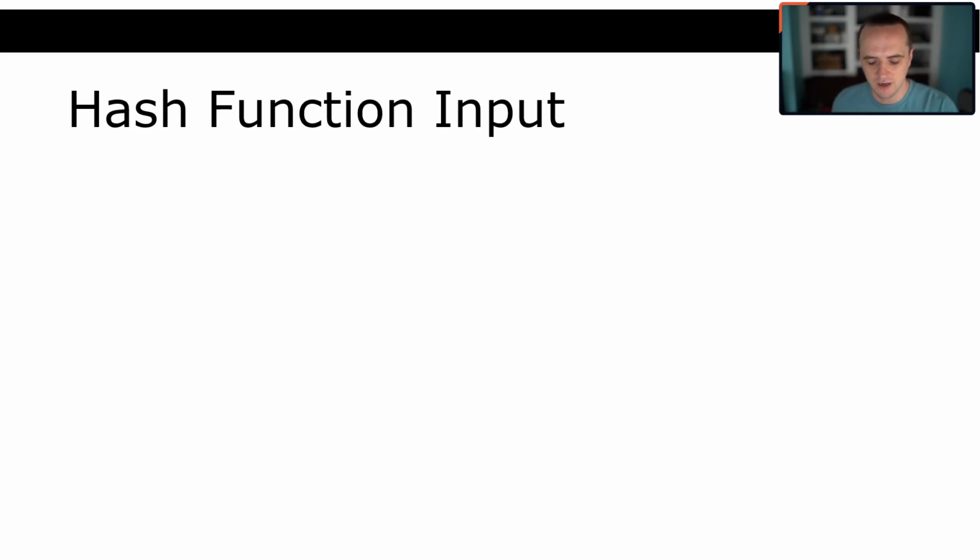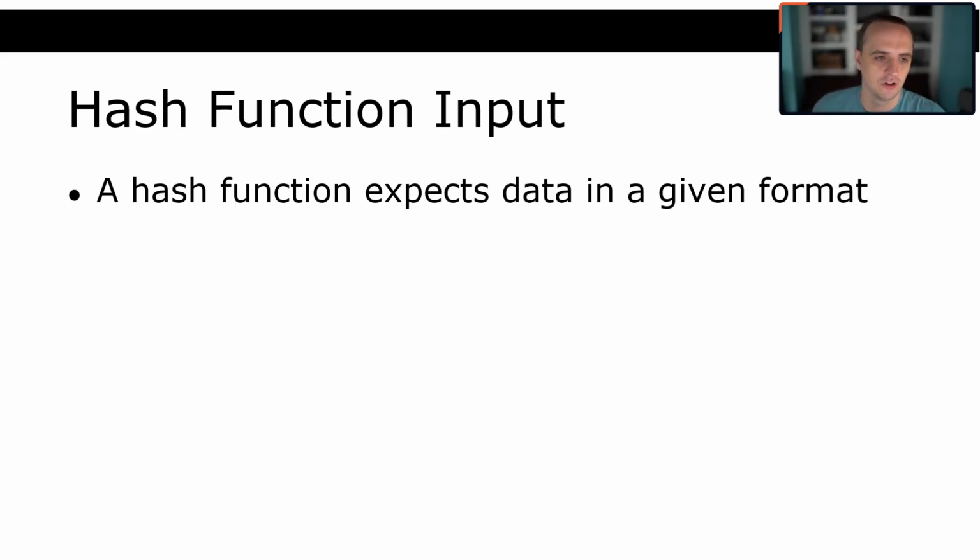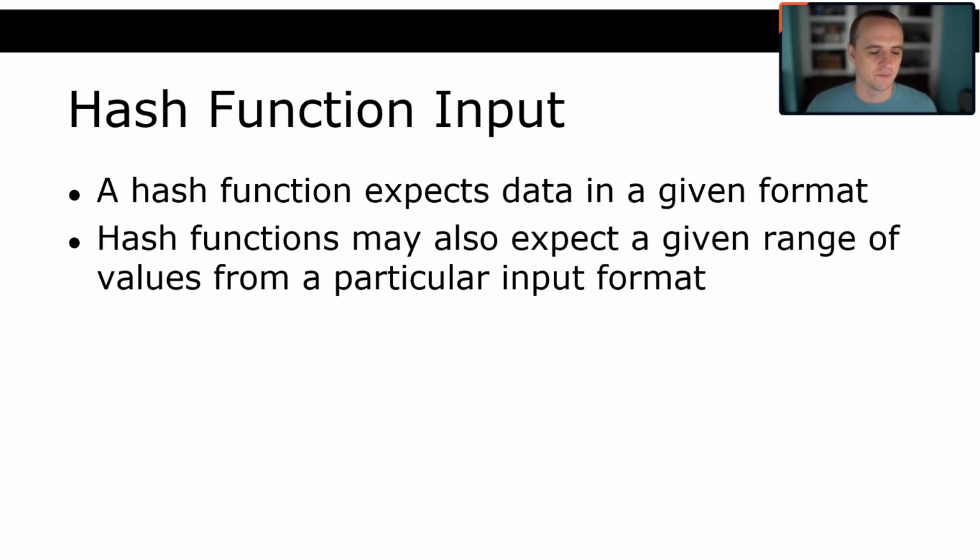So what is the input to a hash function going to look like? Well, a hash function is going to expect data in a given format, right? For example, we might say the input is going to be a string, or the input is going to be a double, or the input is going to be, I don't know, an image file in the JPEG format or something like that. So it's going to expect data in a specific format.